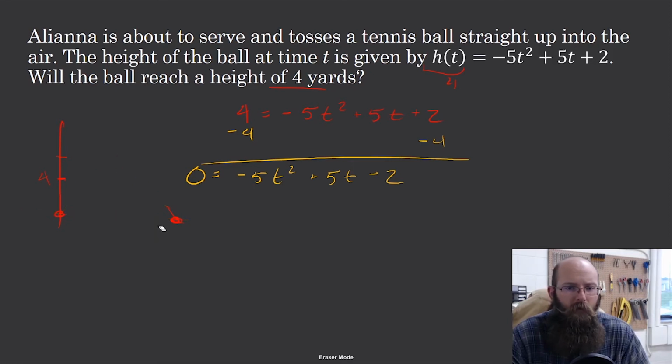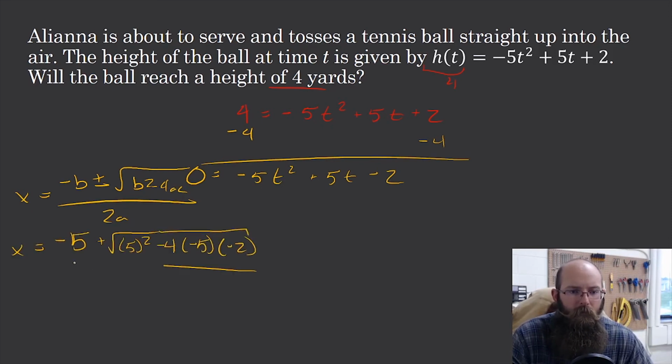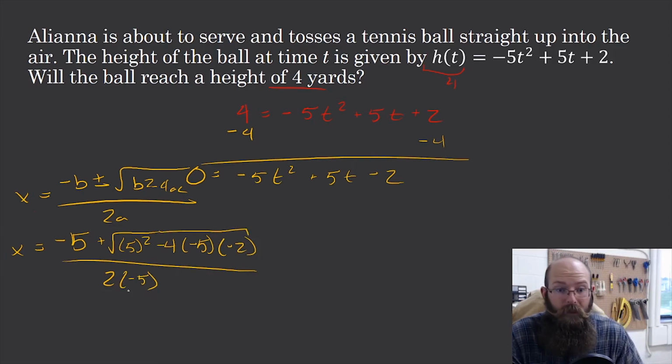So let me erase my graph real quick. Now I'm going to solve this for t, and I'm going to do it by plugging into my quadratic formula. Negative b plus or minus the square root of b squared minus 4ac all over 2a. Let's plug in those numbers. Now I need to do some cleaning up.